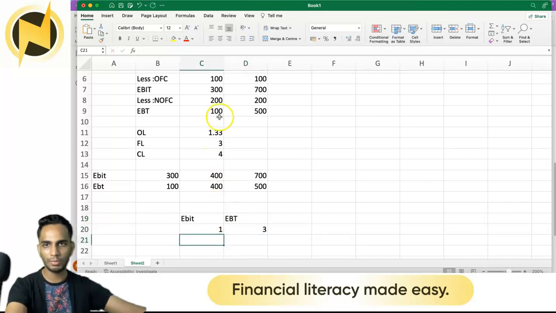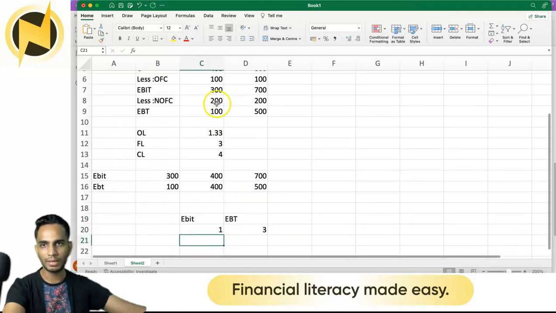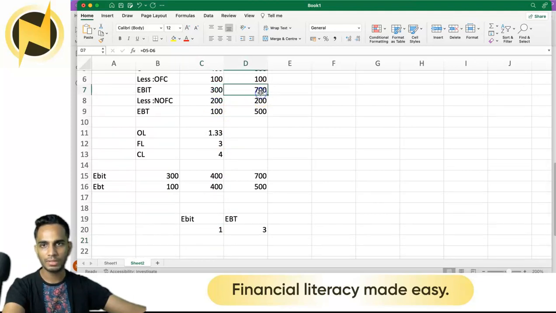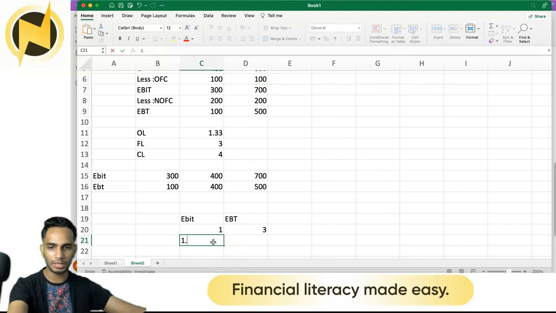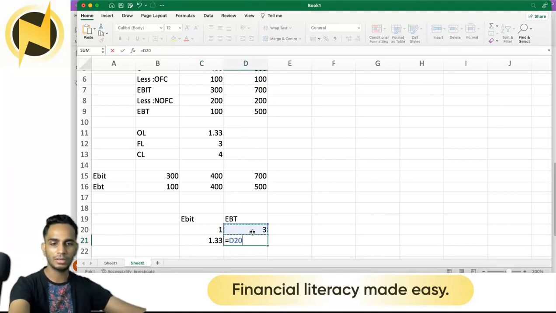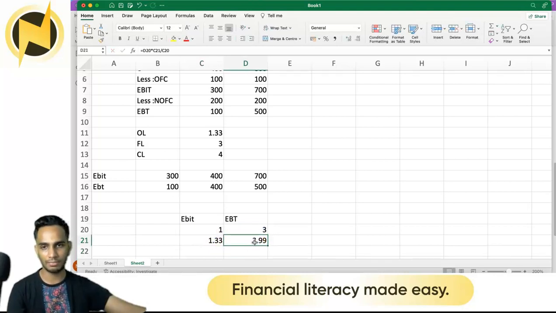But here EBIT moved how many times? EBIT moved from 300 to 700. EBIT moved 1.33 times. So how many times should EBT have gone? It should have been this into this divided by this. Basic cross multiplication: 3.99 times. EBT should have gone 3.99 times. Yes, that is 4. We can term it as 4.